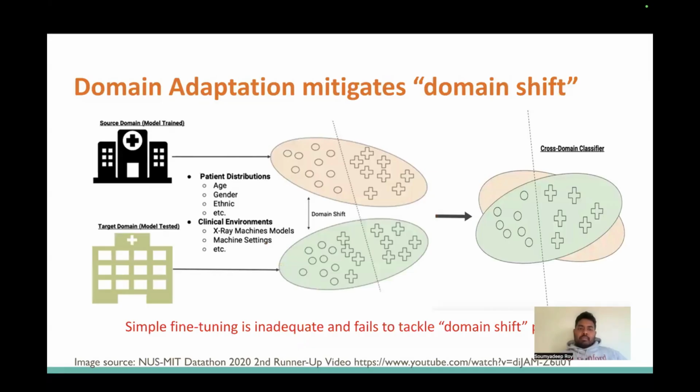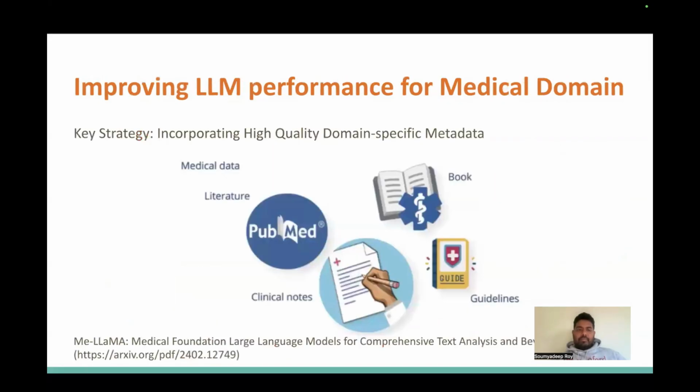And the simplest approach, as was done in the previous domains, was just fine tuning, and it was found that this is not enough when the shift is so large, right? So the typical way people try to improve performance in the medical domain is to incorporate high quality domain specific information. It can be from medical textbooks, clinical practice guidelines, EHR notes, clinical notes, discharge notes.